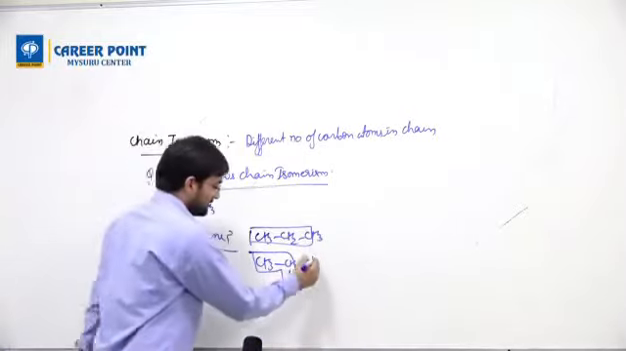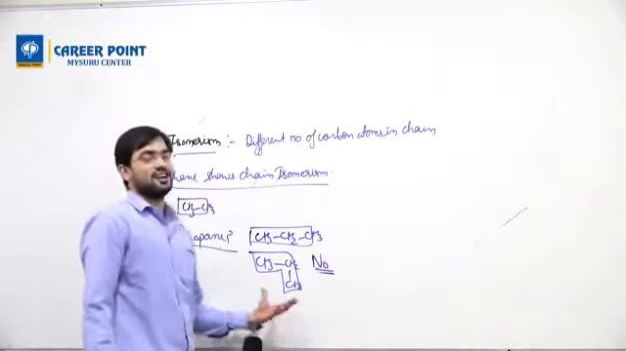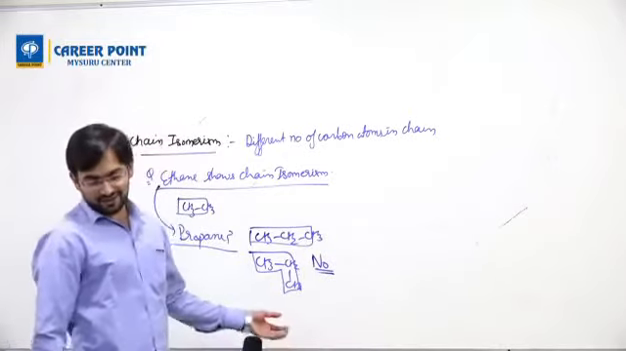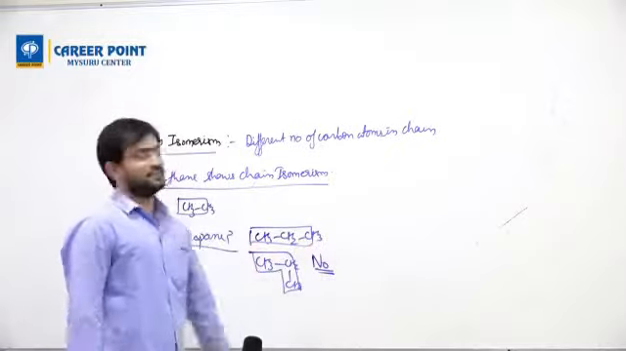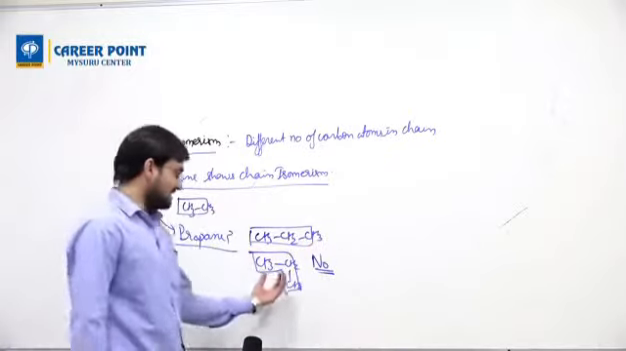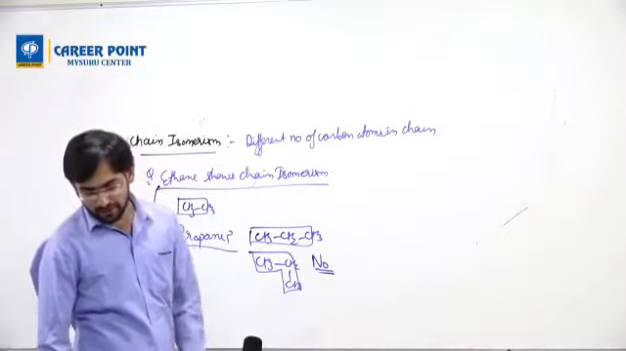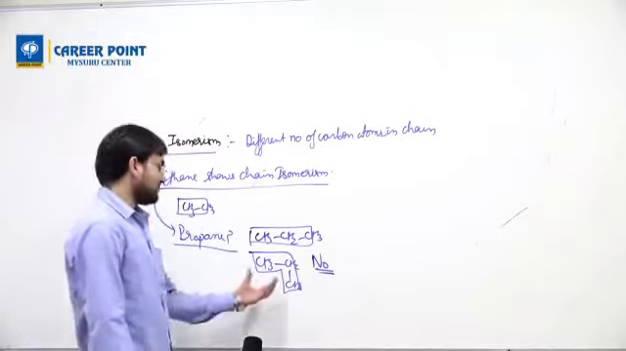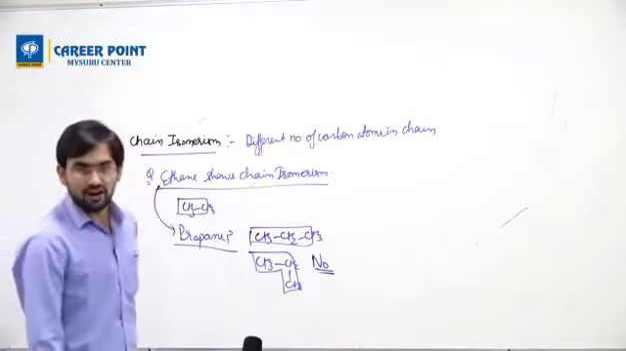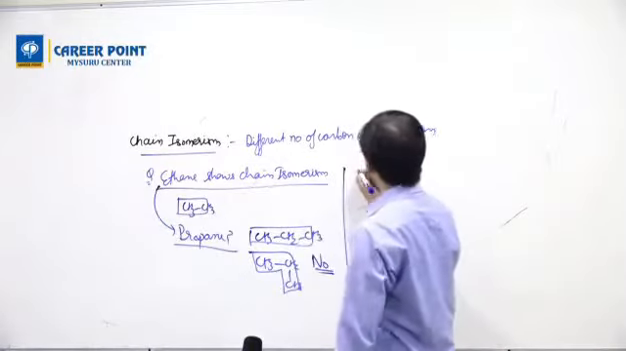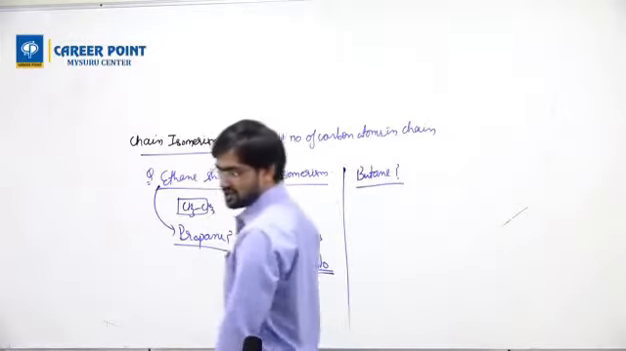The answer is no, it won't show chain isomerism because this is 3 carbon, this is also 3 carbon. It doesn't matter whether you write it here or you write it there. Both are the same only. So propane also does not show chain isomerism. The next one, what about butane? Will butane show chain isomerism?